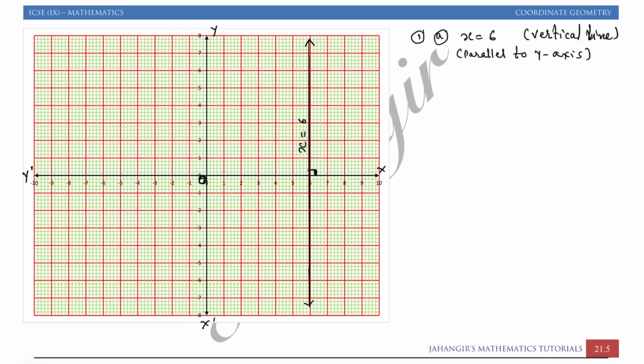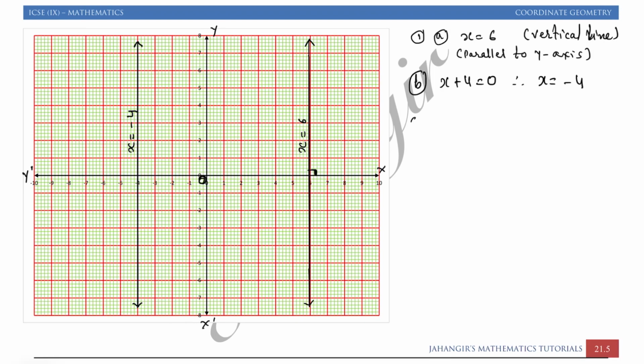Second question. First, B question, we have x plus 4 is equal to 0. So I can write, therefore, x is equal to minus 4. Now I will draw a vertical line from x equal to minus 4. If you see, minus 4 is to the left of 0. This is the line x equal to minus 4. I will write here x equal to minus 4.